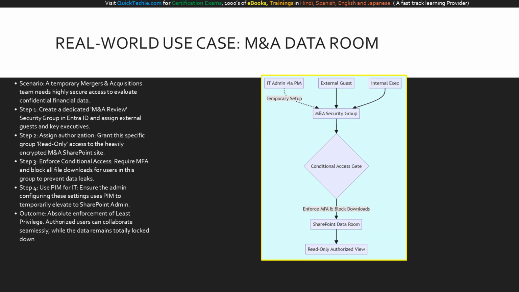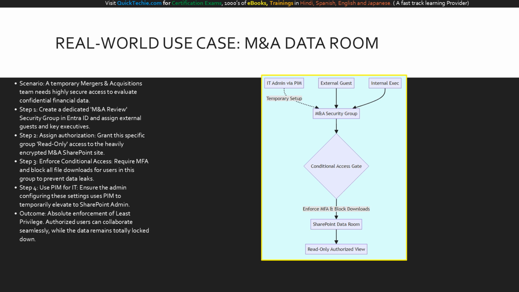Let's apply all these authorization concepts to a high-stakes, real-world scenario. Your company is executing a confidential merger, and a hybrid team of internal executives and external consultants needs access to a data room full of financial records. Step 1. We don't grant individual permissions. We create an M&A review security group in Entra ID and add our users. Step 2. We authorize that group with strict read-only access to the dedicated SharePoint site.